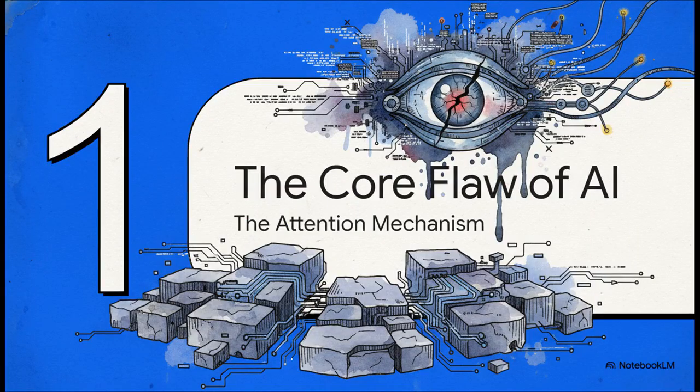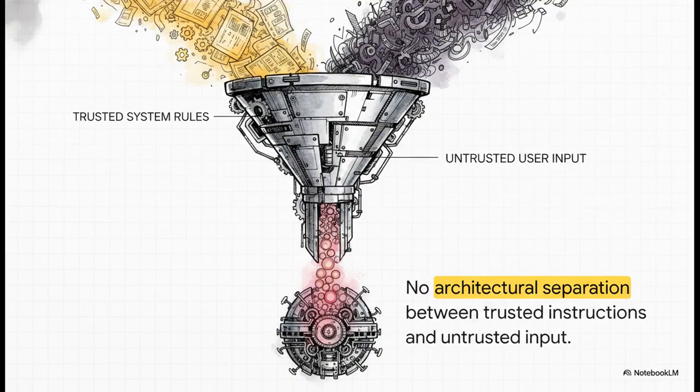So, starting off with Section 1, the core flaw of AI. Every single major vulnerability we're going to discuss today actually stems from one very specific design choice in how these models are built. You see, all frontier models, like GPT-4, Claude, Gemini, are built on the transformer architecture, and the beating heart of the transformer is the self-attention mechanism. It processes all text, which are called tokens, exactly identically.